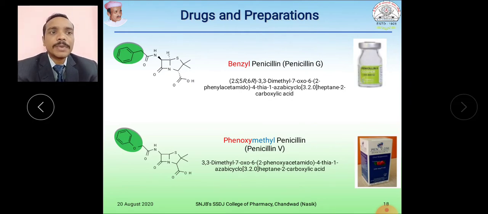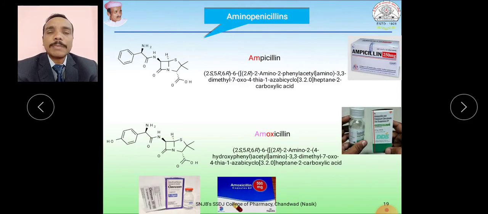These are the marketed preparations. Coming to the amino penicillin, it means introduction of an amino group. So here again you should know about the structure of benzyl penicillin. What is benzyl penicillin? CH2 and benzene ring as a R. So in the CH2 present in benzyl penicillin, one of the hydrogens of CH2 is replaced by NH2. You can see here benzyl penicillin. So CH2 was there, now the hydrogen is replaced with the introduction of NH2.